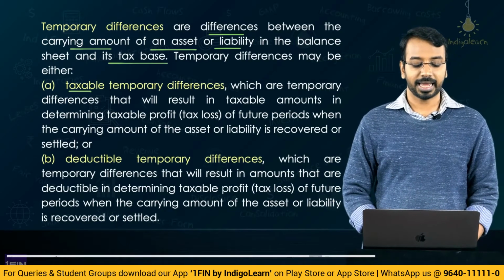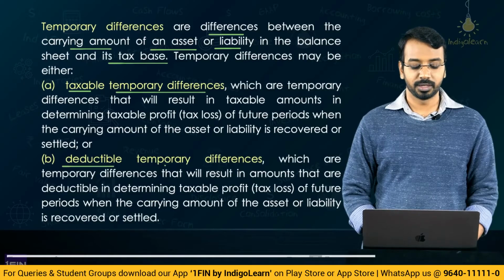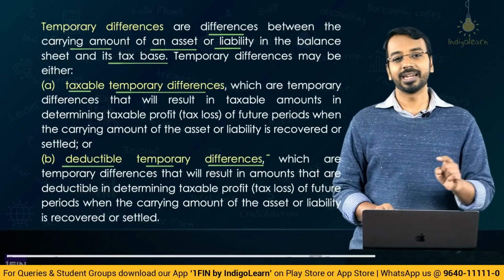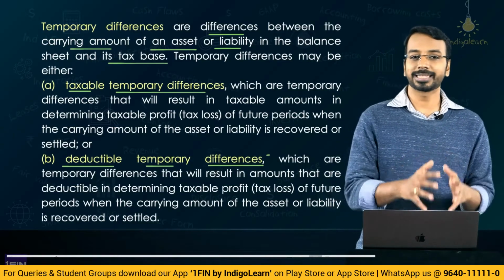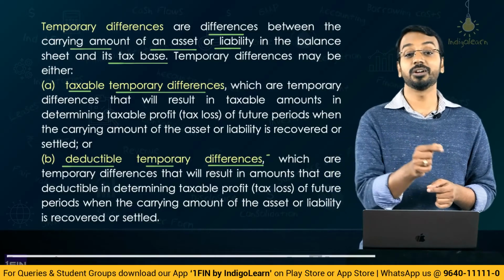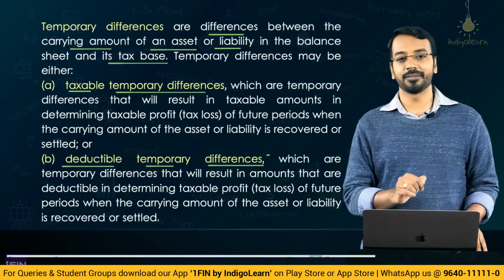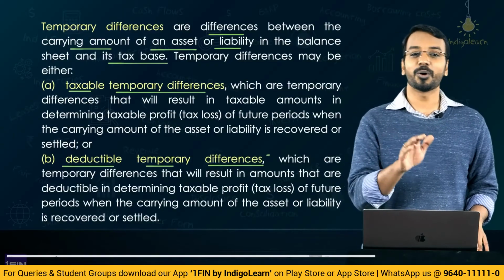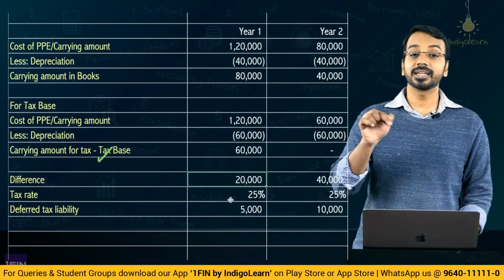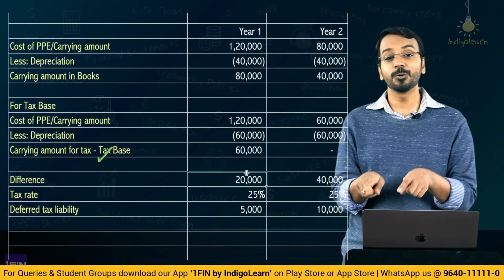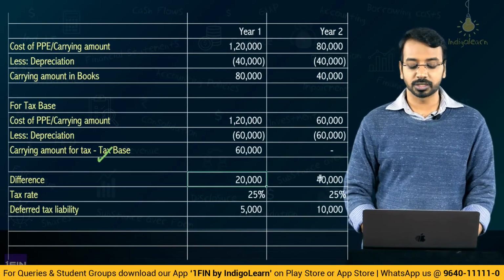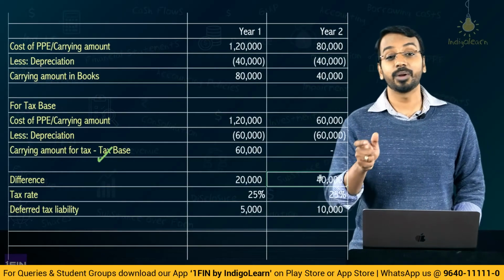Temporary differences may be taxable temporary differences and deductible temporary differences. Now, what is the meaning of taxable temporary difference and deductible temporary difference? When we talk about taxable temporary differences, basically these are the differences that will result in taxable amounts in the future, and deductible temporary differences will result in deductible amounts in the future. Now, what do I mean by that? See, the difference of 20,000 here is a taxable temporary difference because in the future it will result in taxable amounts.